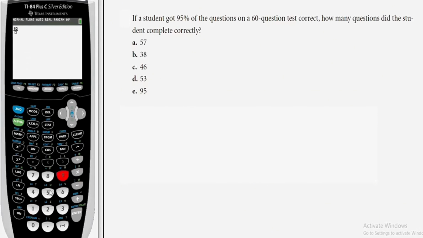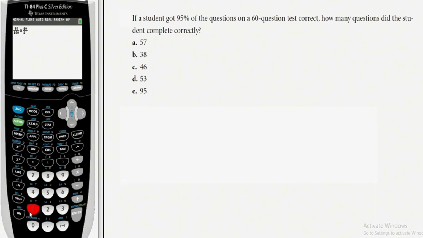So 95% means 95 over 100. Alright, so 95% of the questions on a 60 question test correct. How many questions did the student complete correctly? So 95% of 60 will be, so go this side, 95 over 100 times 60 over 1. So you press alpha window fraction 1, then 60 over 1.